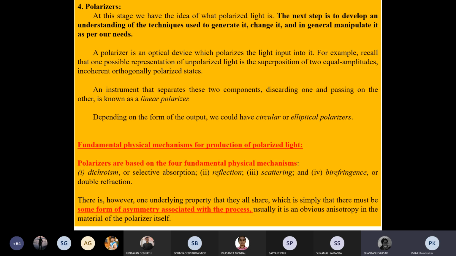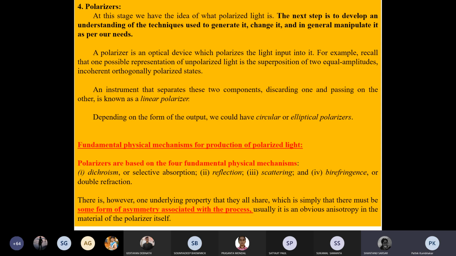That is essential. Now we will see that this can be done by utilizing four fundamental physical mechanisms. This process, introducing asymmetry in the vibrations of the electric field of an electromagnetic wave, can be done by four fundamental physical mechanisms.